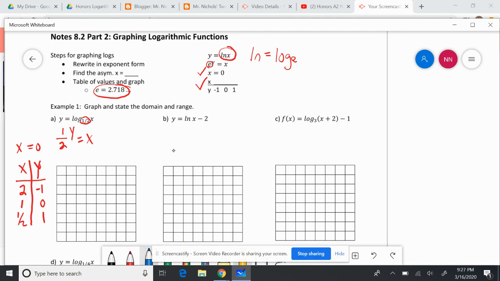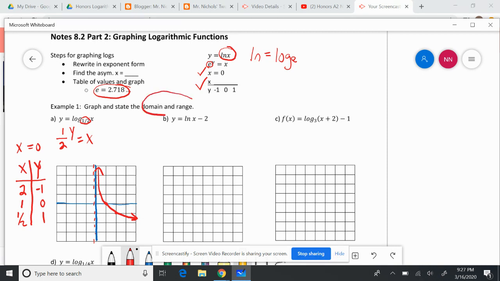So when we graph this, we're going to draw our vertical asymptote. We have 2 and -1. We have 1 and 0. And we have 1/2 and 1. So if you're looking at this right here, notice that it's going in a different direction than where our graphs were last time.